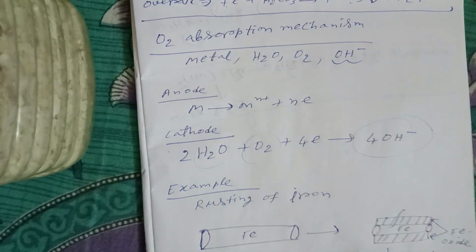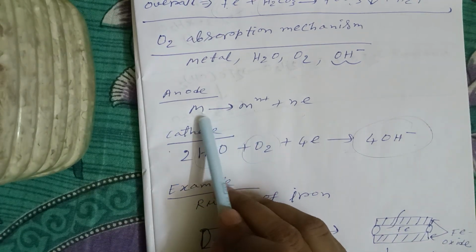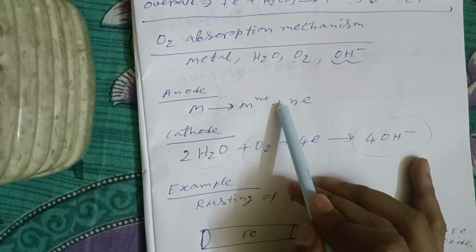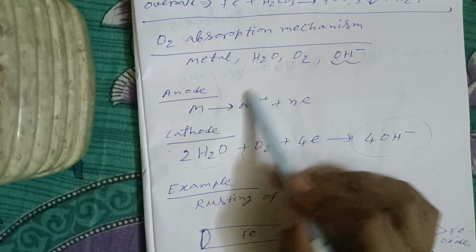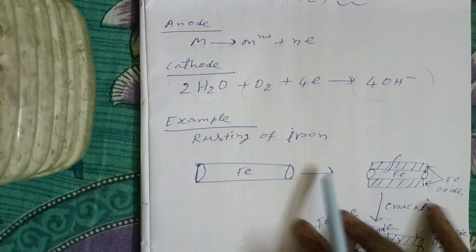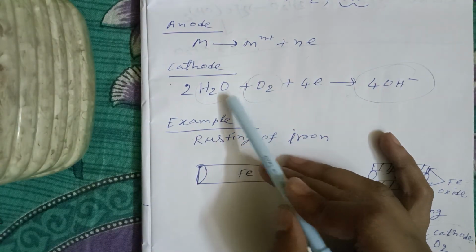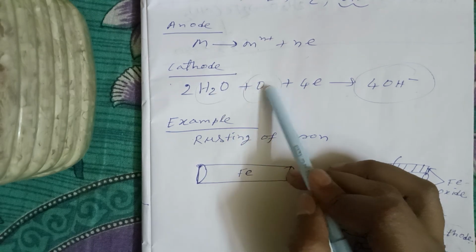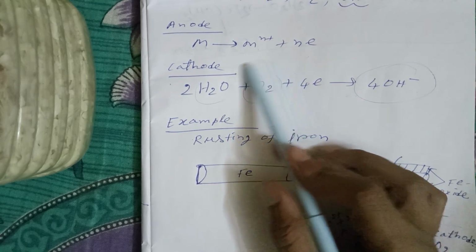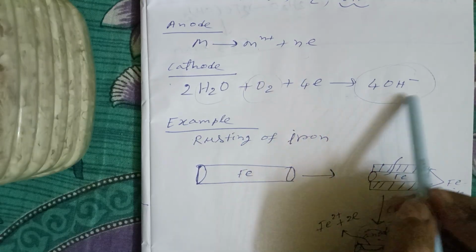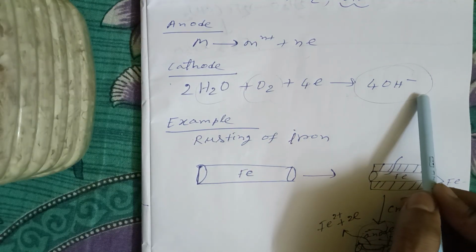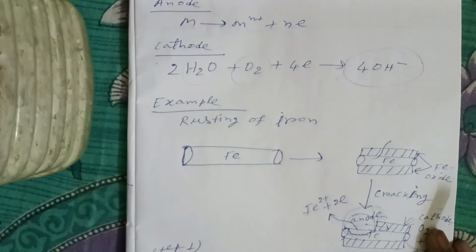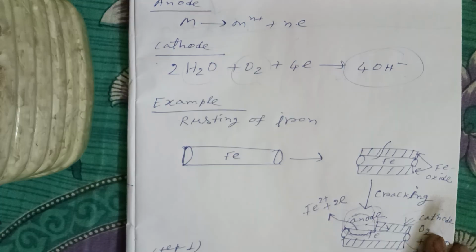Now what happens is, first at the anode the metal will be oxidized to give Mn+ and release n electrons. Here n is a variable, and the water and oxygen from environmental moisture and aerial oxygen respectively will be reduced to give the hydroxide ion at the cathode. Now the question is, what is the anode and what is the cathode?